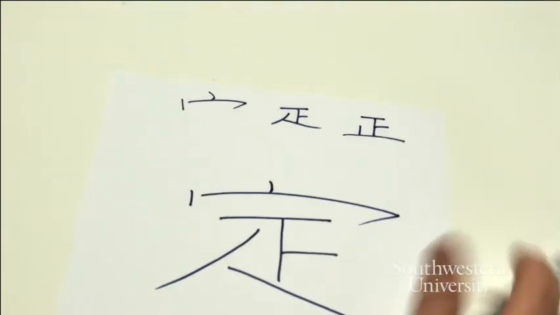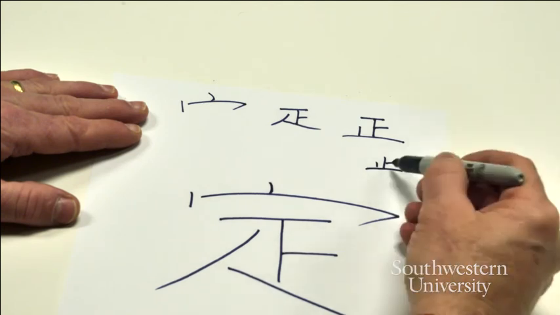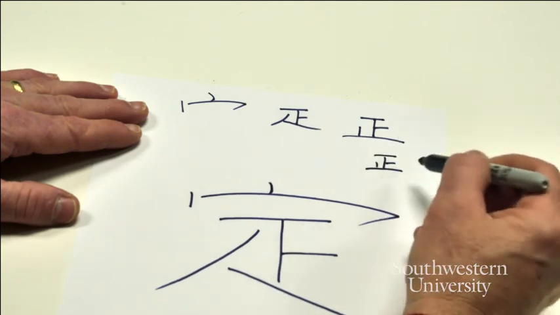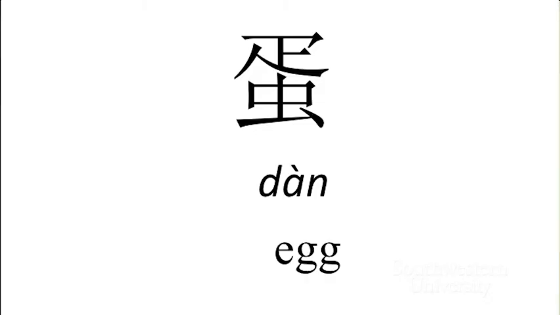Before I go on, zheng, of course, is zhi, a foot stopping at a line. Zheng, to be defined, definite, exact.